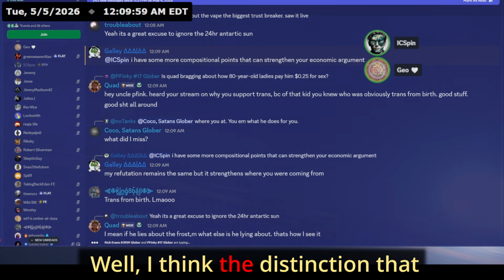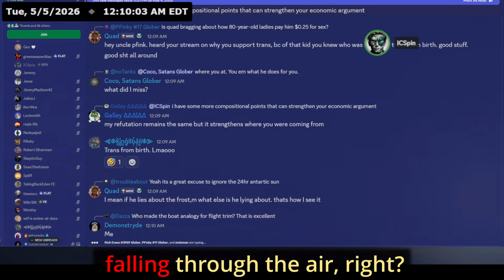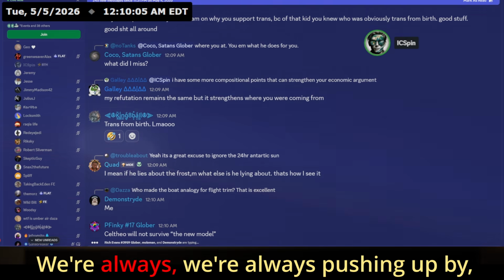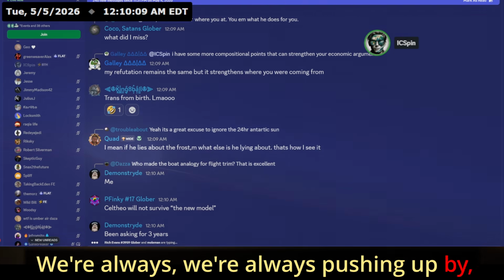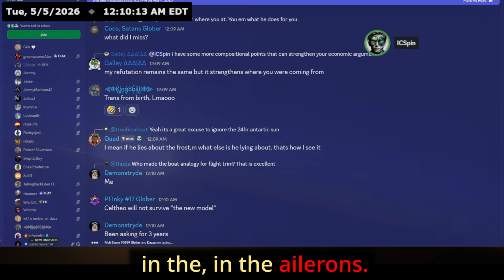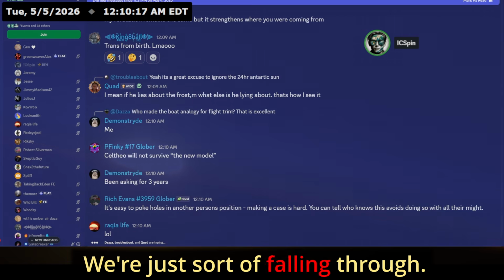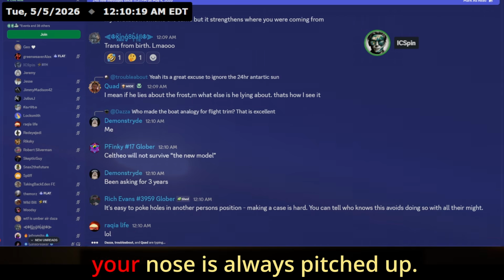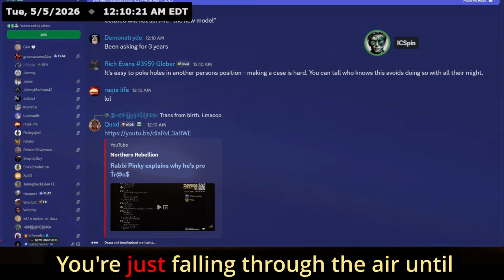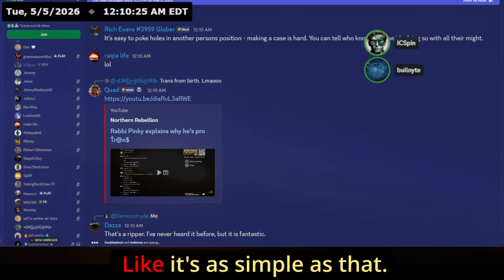Well, I think the distinction that Robert's making is that it's never nose down. We're always kind of falling through the air. We're always pushing up by creating lift with the engines, but we're never actually nosing down. We're just sort of falling through. Even for landing, your nose is always pitched up. You're just falling through the air until you level it out to put the nose down. It's as simple as that.